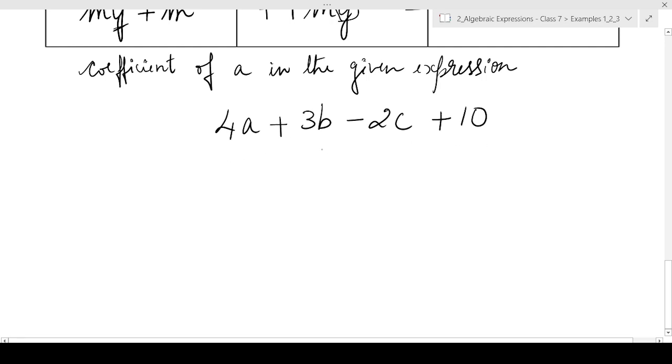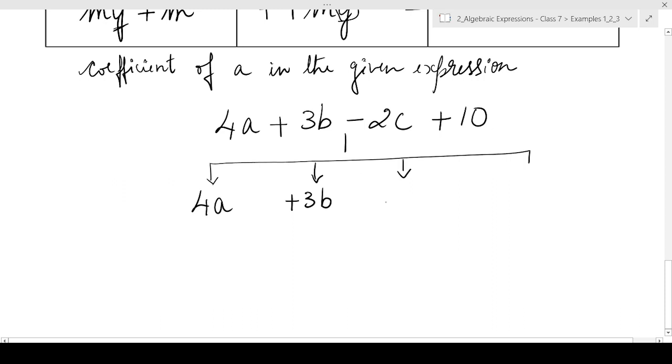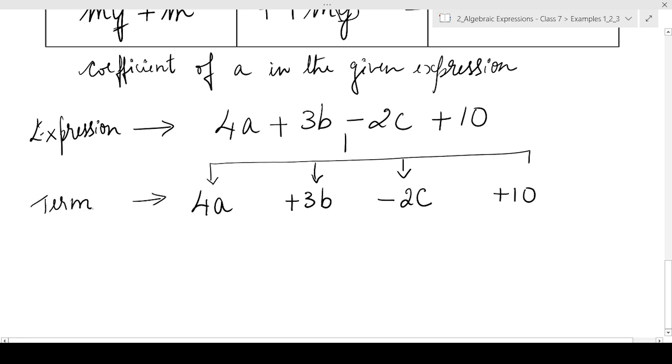So which are the 4 terms? Which are the 4 terms of this expression? You have 4a plus 3b, right? Then please don't forget to put the sign that is there in front of the letters or the numbers, minus 2c and plus 10. What is this called? These are called the terms of the expression.